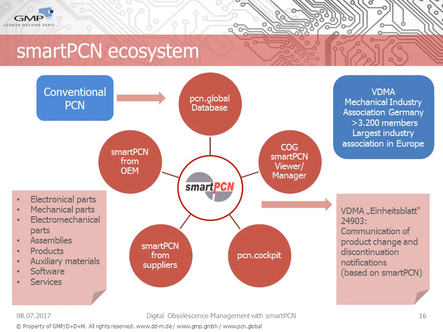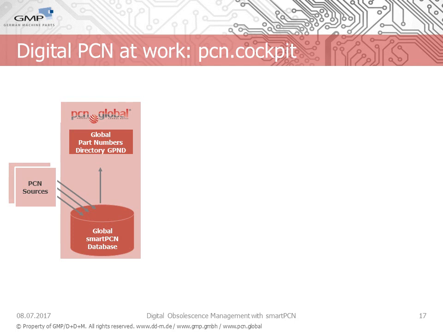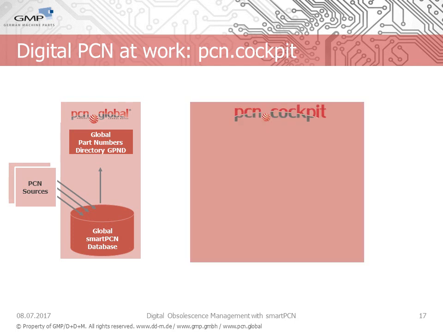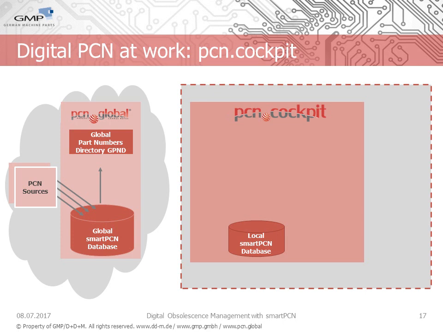How can digital obsolescence management be realized using smart PCN? Here is how it works. There is the PCN Global database, and there is the PCN cockpit. There is a local database inside the cockpit. The PCN Global database is in the cloud, while the PCN cockpit runs inside the company. Because it is inside your company, it can connect to ERP and engineering systems, loading material lists, bills of materials, and master data.